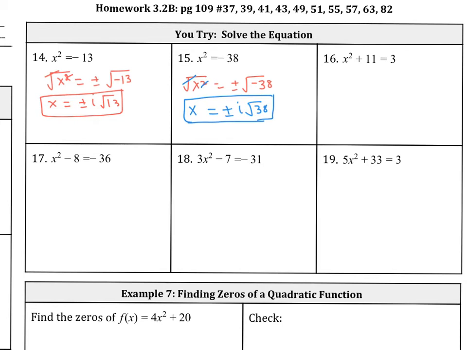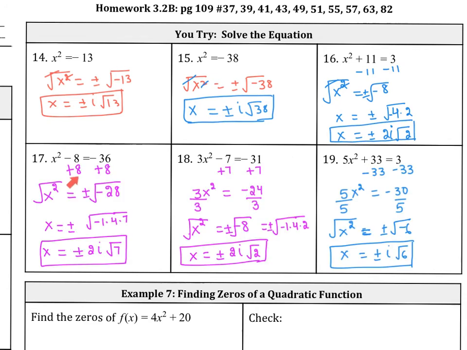For number 16, you're going to subtract 11 on both sides. x squared equals negative 8. Take a square root on both sides. Always, when you take the square root on both sides, when x is involved, write down the plus or minus sign. So x equals plus or minus square root of 4 times 2. Now we have a square root of 4, which is 2 outside, and inside you're left with 2. There is a negative sign, so remember to put i outside.